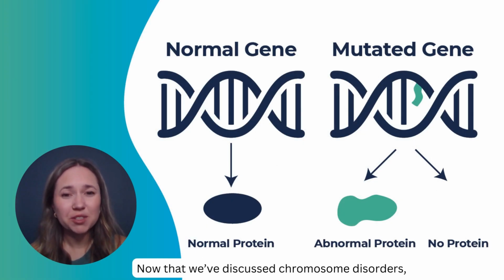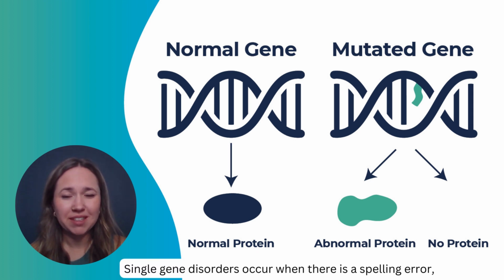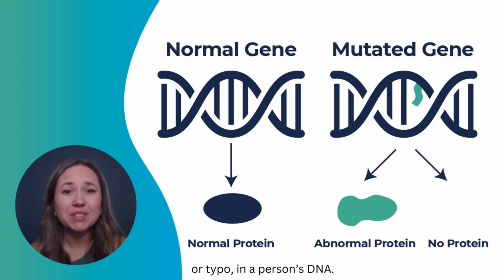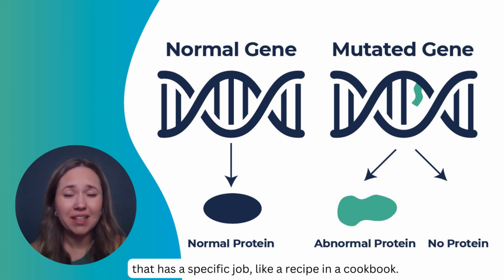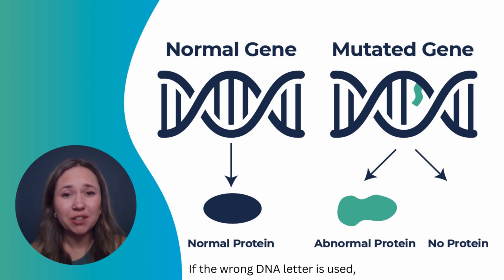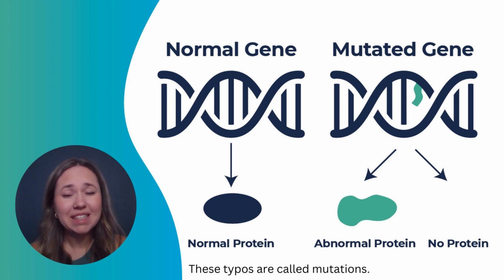Now that we've discussed chromosome disorders, let's talk about single gene disorders. Single gene disorders occur when there's a spelling error or typo in a person's DNA. The word gene is used to describe a section of DNA that has a specific job, like a recipe in a cookbook. If the wrong DNA letter is used, the gene may no longer function properly. These typos are called mutations.